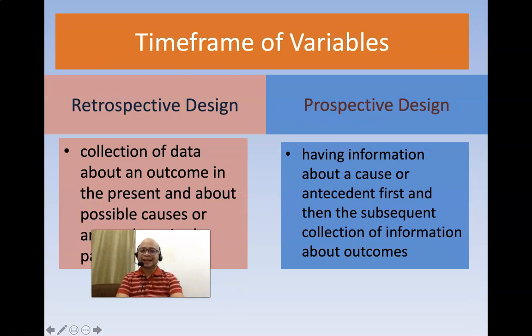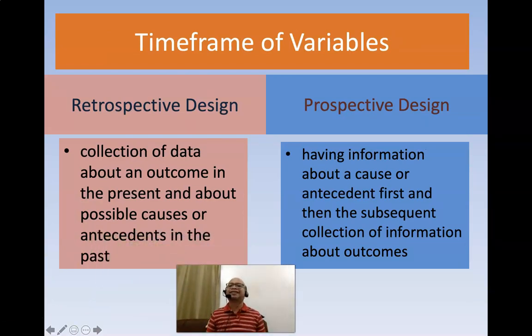Okay. So in time frame variables, you can either have the retrospective design and the other one is the prospective design. So when you say retro, the keyword here is past. Okay? So it says here retrospective design is a collection of data about an outcome in the present and about the possible causes or antecedents in the past. So you're collecting today because of what had happened in the past. So that's an example of retrospective design.